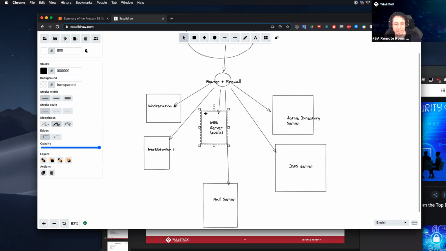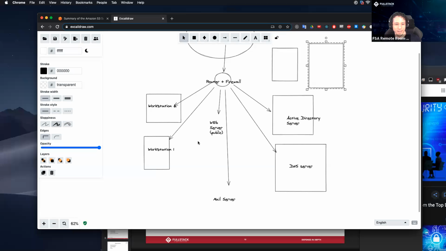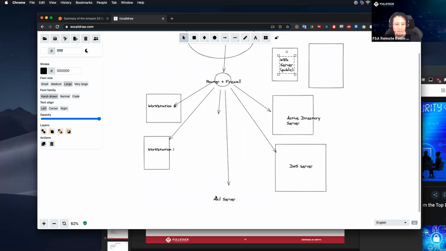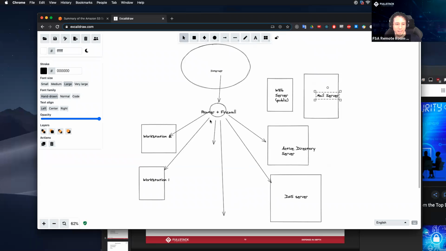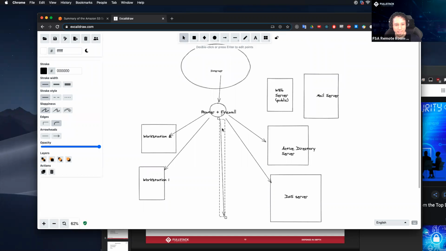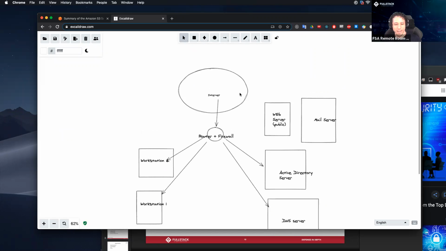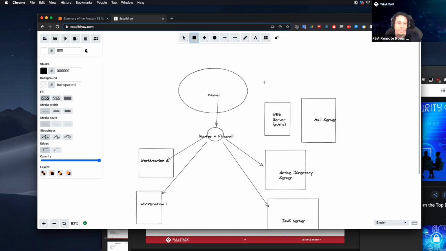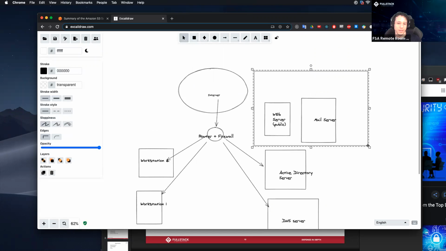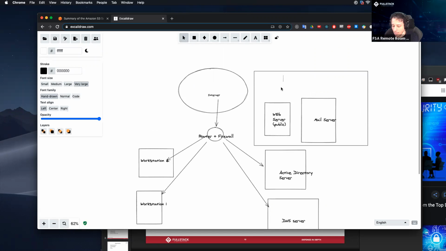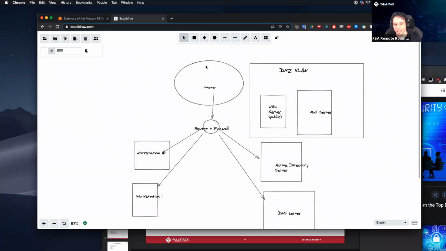So let's rearrange this now. I'm going to do my best to rearrange this. We'll put the web server here, and we'll put the mail server here. And let's delete that and delete that. How do we want to connect this now? Since you said we want to separate them, let's make a VLAN. I'm going to wrap this up. I'll say here, DMZ VLAN. Okay, so we'll put that there.